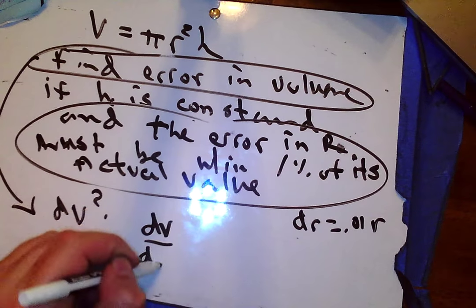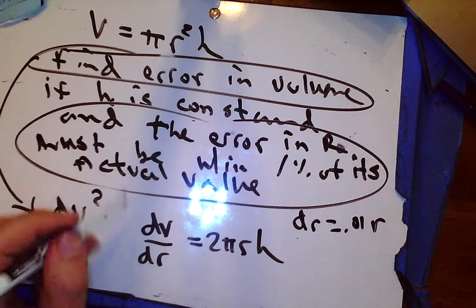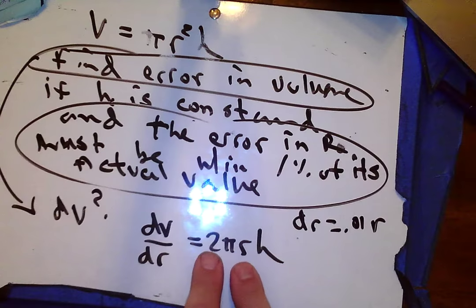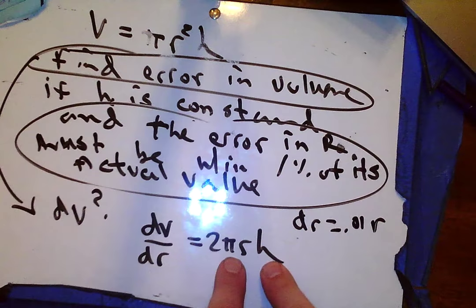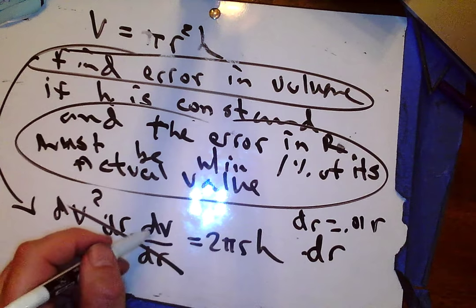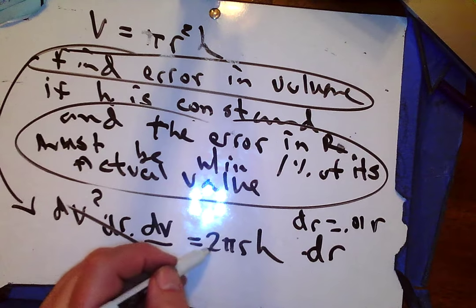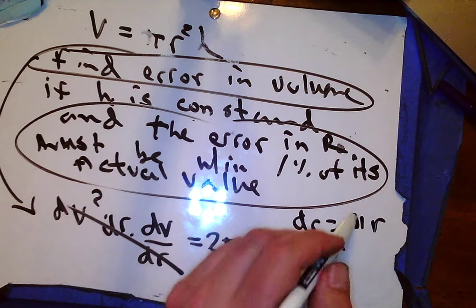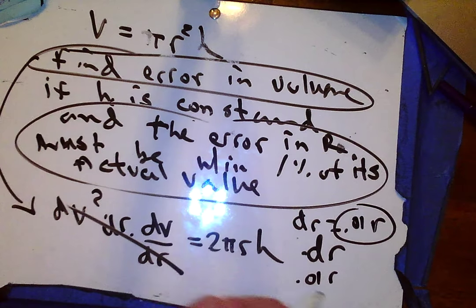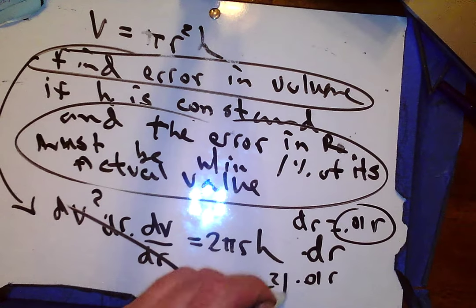So dV dr equals 2 pi r h, right? Because that's a constant. That's a constant. I'm just taking the derivative of r squared. There's my 2r times those two constants. Okay, multiply both sides by dr, and I get dV equals 2 pi r h dr. Well, we know this. 0.01 r times r, and I get 0.002 pi r squared h.